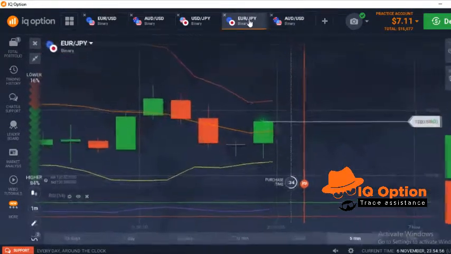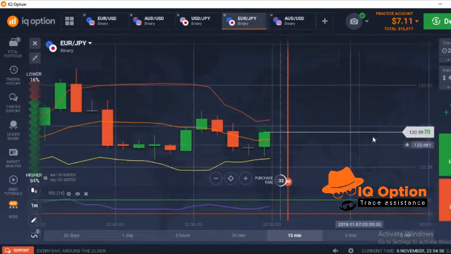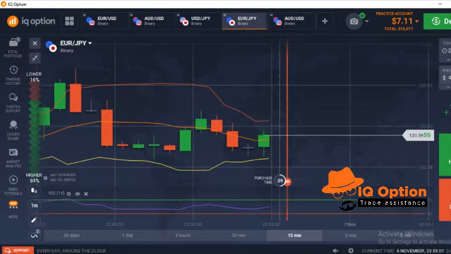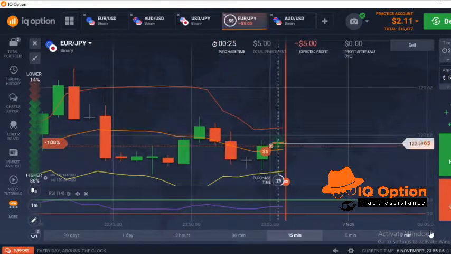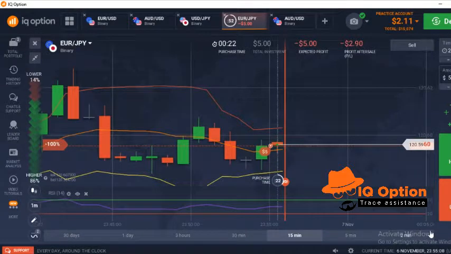So we see a long green candle. If it touches the upper band or it's very close to the upper band, we'll make a put trade. This varies from market to market, so we make a put trade of $5.